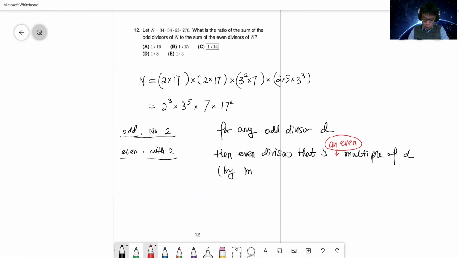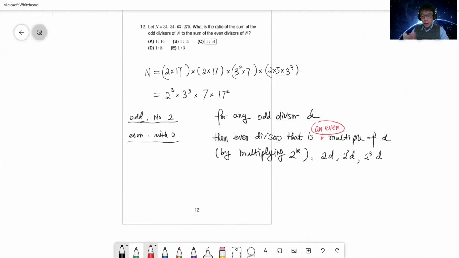By multiplying the power of 2, they are following 3 cases. So either 2D, 2 square D, 2 cube D. We have 3 cases. Okay, it's independent of 3, 7, 17. So we here will only consider if we multiply by a power of 2, or not multiply by a power of 2. So this applies to any other divisor D.